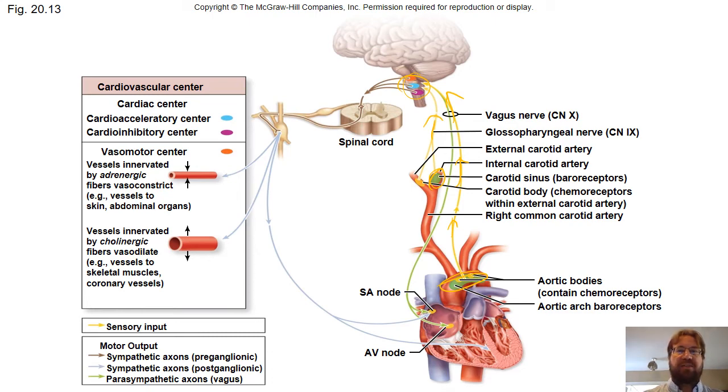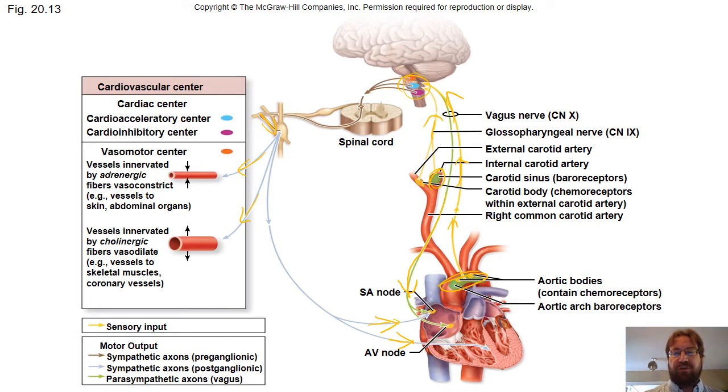Okay. How does it respond? Well, there are signals sent back down through the vagus nerve that slow the heart rate. And there are signals sent through the sympathetic trunk, the sympathetic ganglia, some of which constrict certain blood vessels, dilate other blood vessels, and have the effect of speeding up the heart.